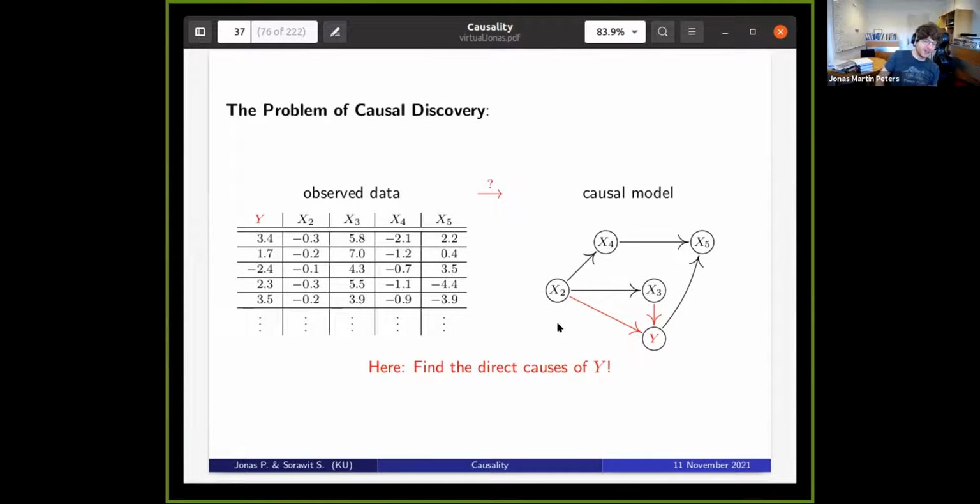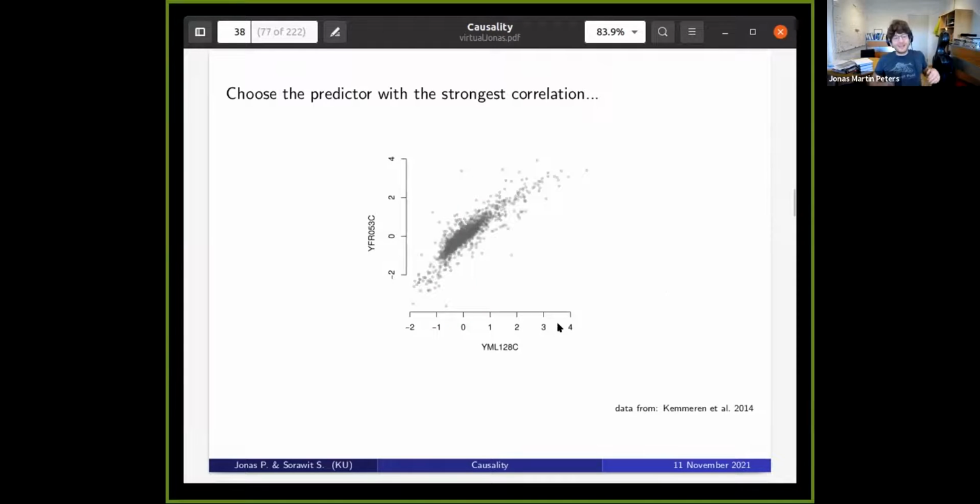This is the challenge now: we don't know the causal graph, and no one tells us any expert domain knowledge. Again, this is data that we looked at, genetic data from yeast, many years ago actually. Just to let you know, if you just look at the predictors with the strongest correlation, this is an idea that does not work. You can hope that they are causal, but this is usually not the case.